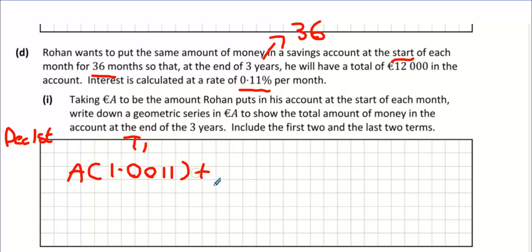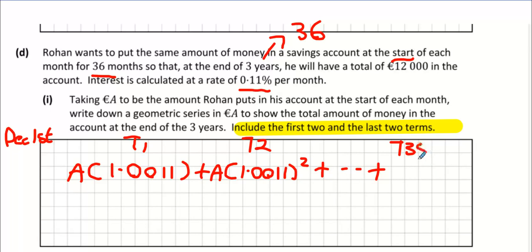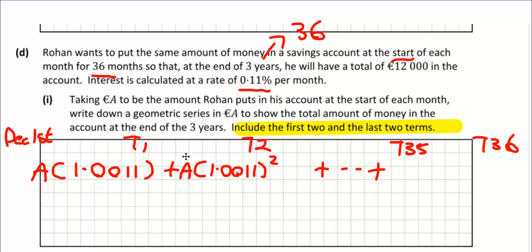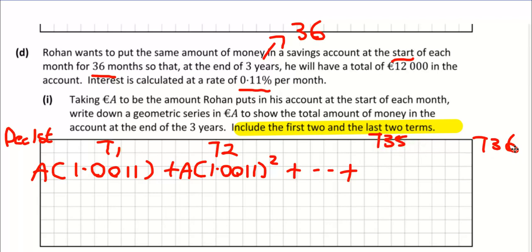What about our second last payment? 1.0011 to the power of 2. And what does it say in the fine print of the question, the last section? First 2 and last 2 terms. So what does that mean? T1 and T2. And it also means T35 and T36. Okay. So I'm just going to have to shift the whole thing this way. Run out of space. Okay. Let's do T35 and T36.